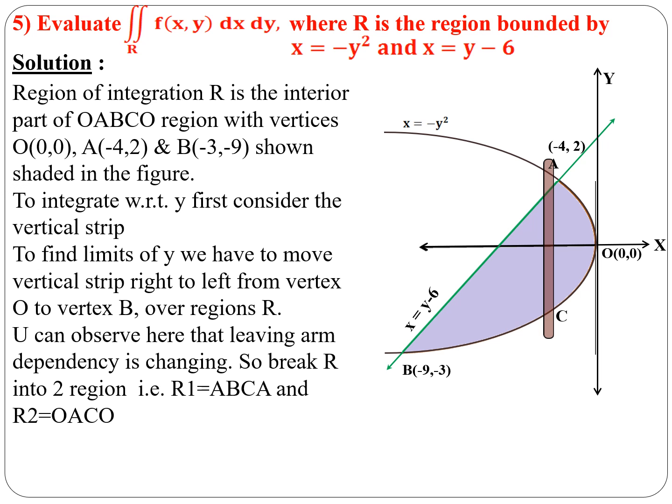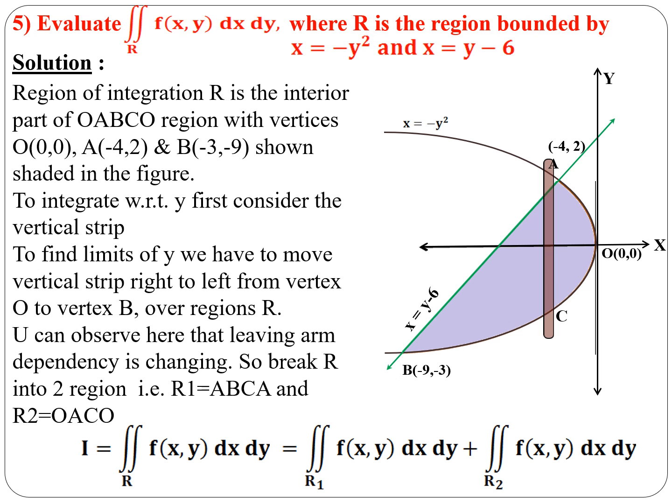Okay, from the point where the dependency is changing, you have to draw one line parallel to the strip. Here it is a vertical strip, so you have to draw one vertical line. If it is a horizontal strip, then you have to draw one horizontal line. So from A you draw one vertical line, which is your AC line. Now this AC line will break the whole region into two regions. The first one is OACO and the second is ABCA. Okay, so now we have to find the limits for both regions separately.